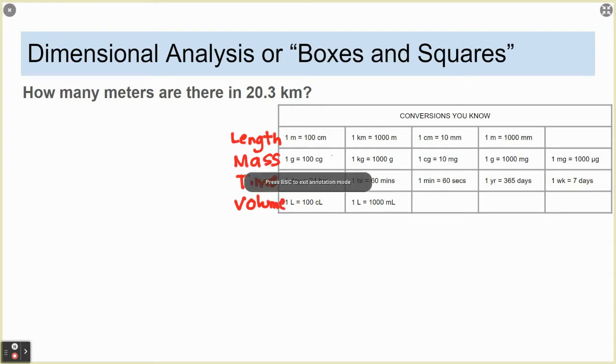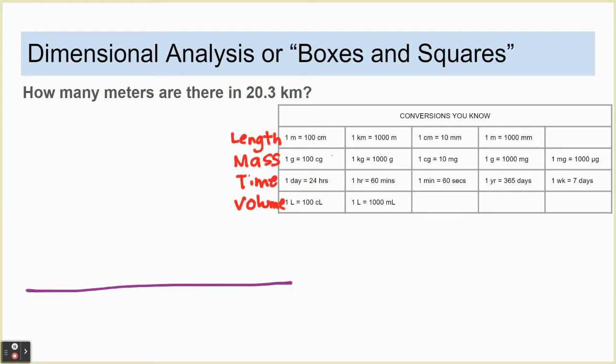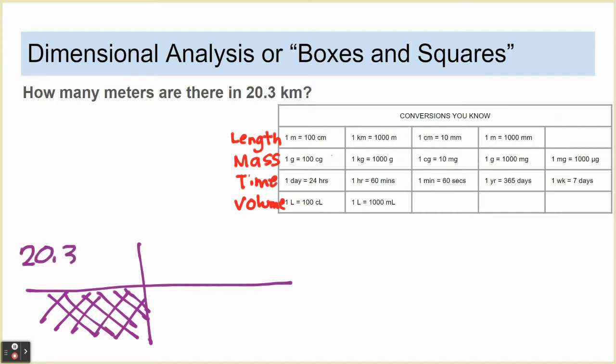So let's start. In this problem right here, we're being asked, how many meters are there in 20.3 kilometers? So again, let's set up our boxes and squares. Again, nothing goes in the first bottom box, so cross that out. And then our given goes in the very first top box. That's 20.3 kilometers. How do you know that's the given? Well, that's the only number in the problem.